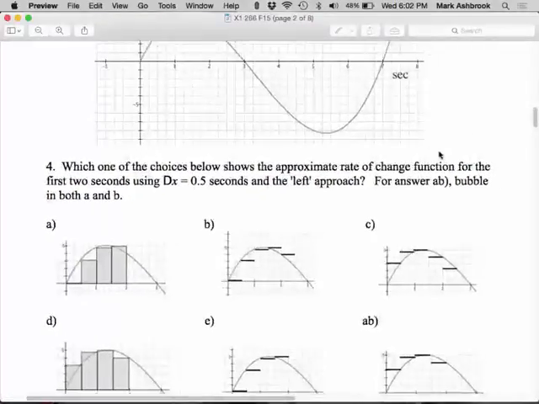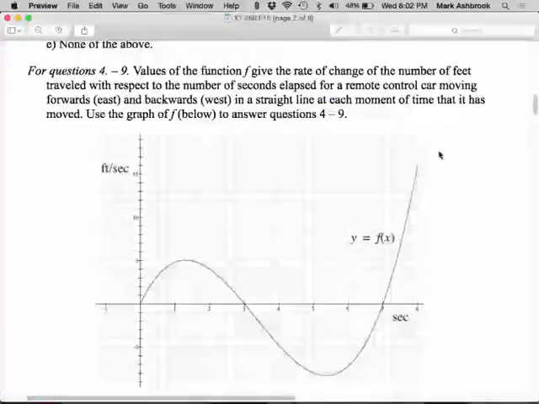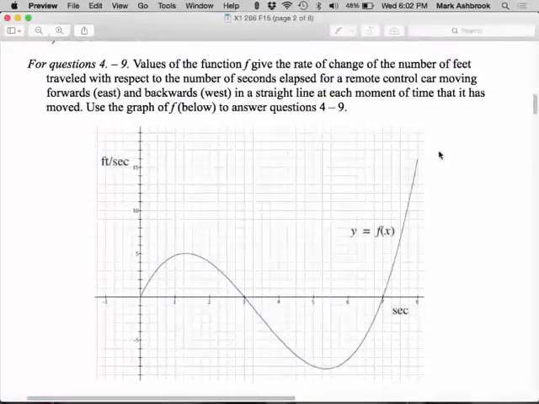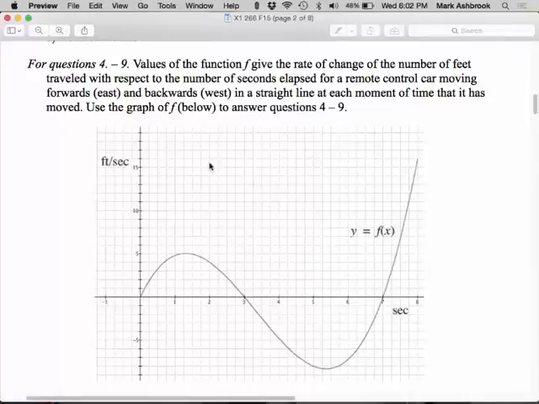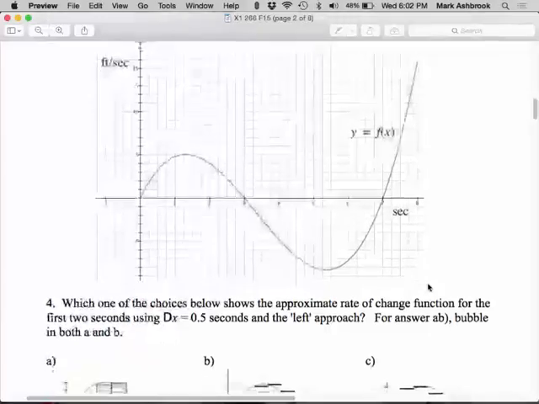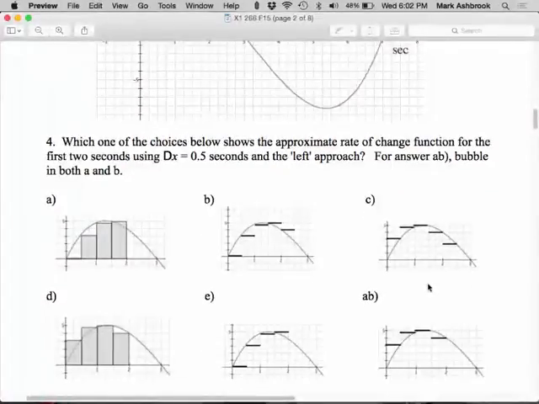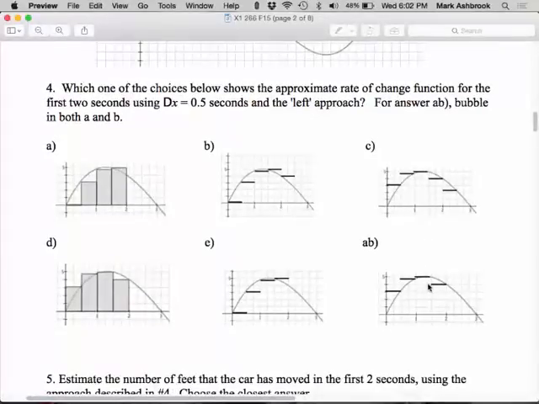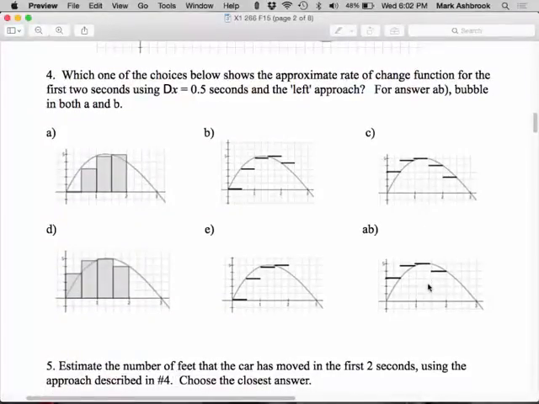Okay, so here we go. So I want to start by talking about this problem from the test, which was this one about a remote control car moving forwards and backwards. This was the rate of change function. And then I asked the question here, which one of these choices below shows the approximate rate of change function for the first 2 seconds using delta x equals 0.5. So using delta x equals 0.5 and the left approach. And we want to, for the first 2 seconds.